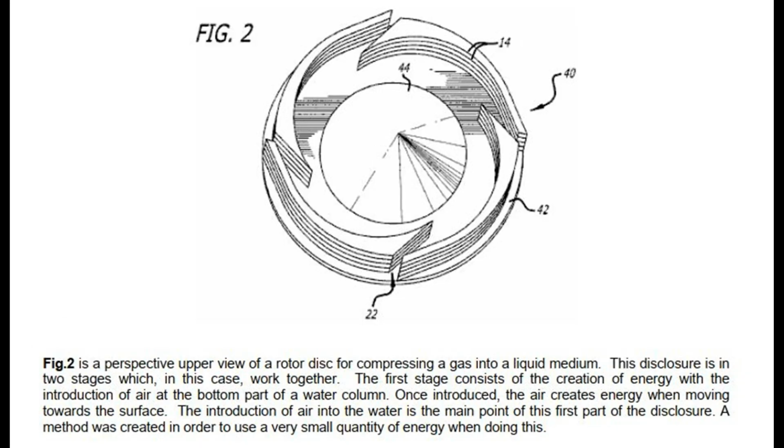Fig 2 is a perspective upper view of a rotor disc for compressing a gas into a liquid medium. This disclosure is in two stages which, in this case, work together. The first stage consists of the creation of energy with the introduction of air at the bottom part of a water column. Once introduced, the air creates energy when moving towards the surface. The introduction of air into the water is the main point of this first part of the disclosure. A method was created in order to use a very small quantity of energy when doing this.